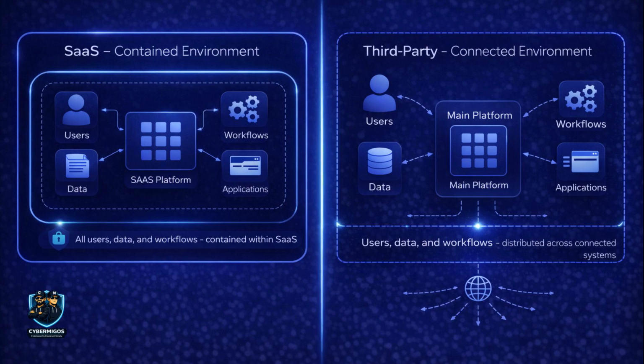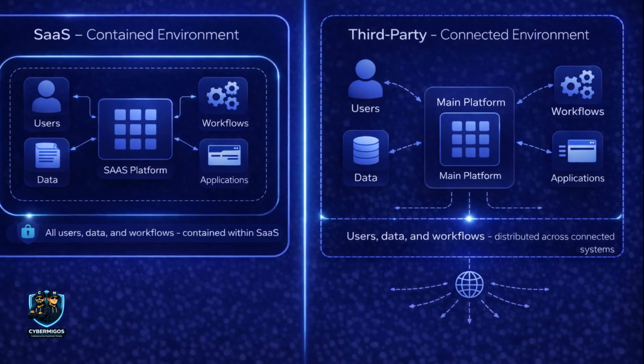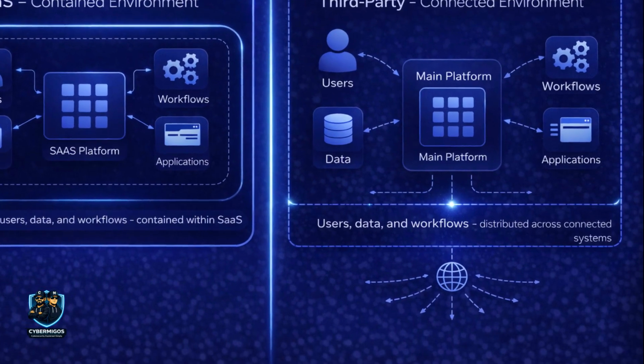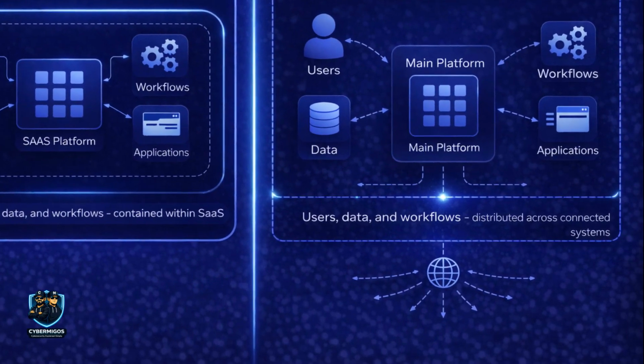This is why understanding the difference matters. Because as soon as you move from contained systems to connected systems, your environment becomes more complex. And complexity is where organizations start to lose visibility. Not because something is broken, but because everything is now connected.